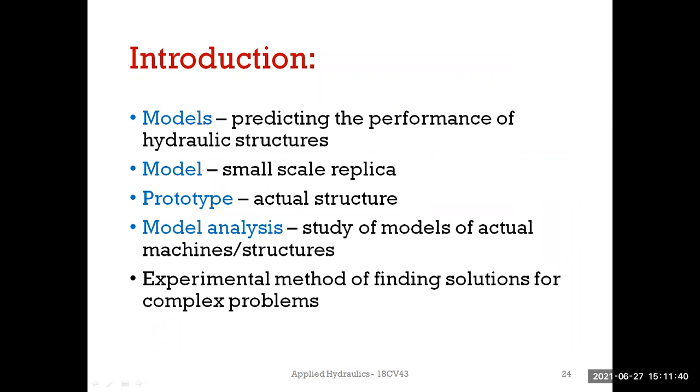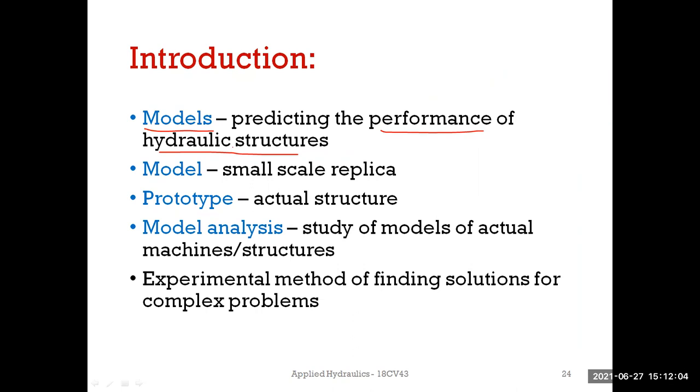So a model is basically used to predict the performance of a hydraulic structure. We have hydraulic structures like dams, reservoirs, and also hydraulic machines. To predict the performance of those hydraulic structures before actually constructing them, we test them by creating a model. So that is the purpose of a model.